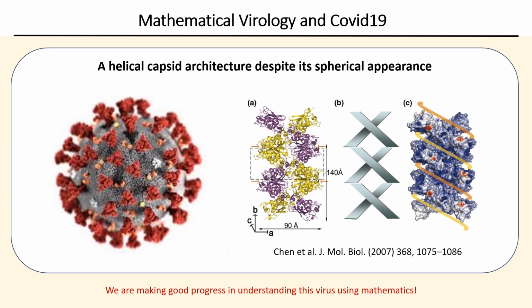The equivalent to the protein containers we've discussed before is actually here a helical structure shown on the right-hand side with the viral genome wound around its helical turns. We've made good progress so far in understanding the mathematical principles according to which it is built and in using this insight in order to better understand how this virus forms.